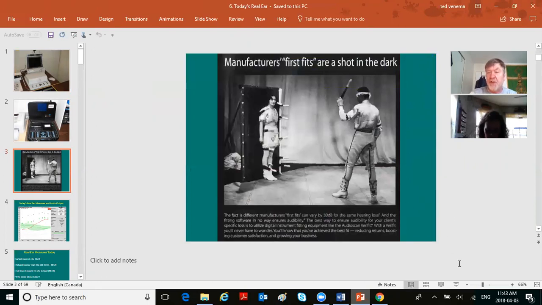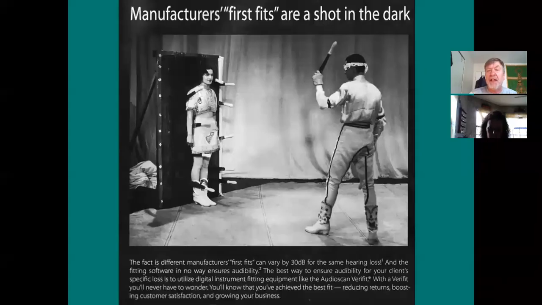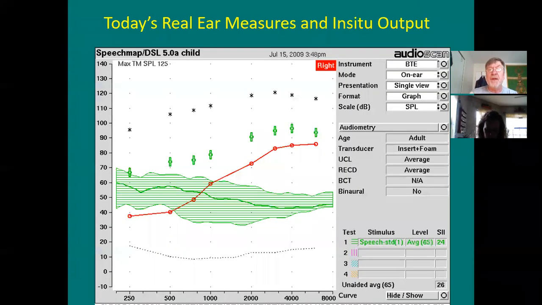So manufacturer's first fits are a shot in the dark, as we all have said before. Okay, when you blow this picture up, this is the game you are playing when you don't do real ear. Basically, the fitting software in no way ensures audibility. The fitting software is only a guide to get you to where you want to get. Fitting methods predict, real ear proves. Fitting methods are a wish list, real ear measurement is verification. So basically over here, I got to get rid of that top bar. There, go away. Now, today's real ear measures an in situ output.